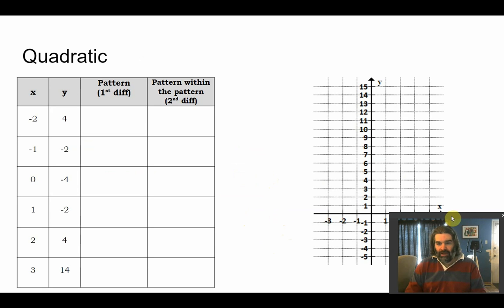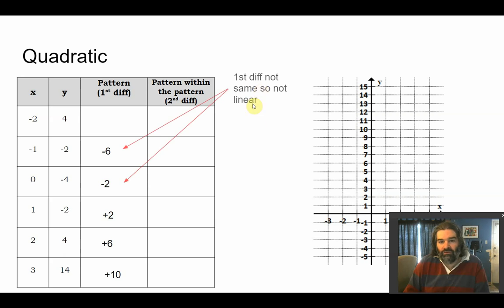Quadratics. Now, for a quadratic, the way you're going to tell is, when you start doing your first difference, you're going to notice that it's not the same. So as soon as you see that, you know it's not linear, okay? As soon as you get one value that's not the same as the others, unless you've made a mistake, it's going to be quadratic.